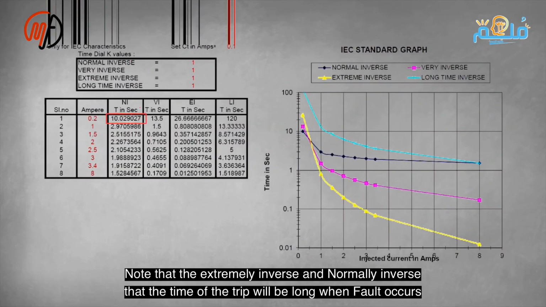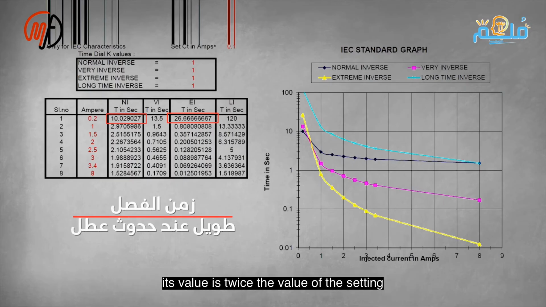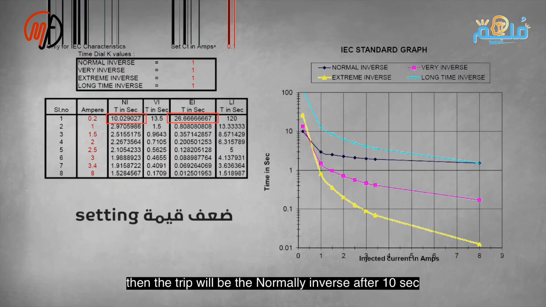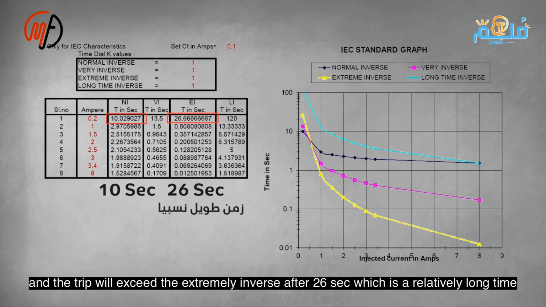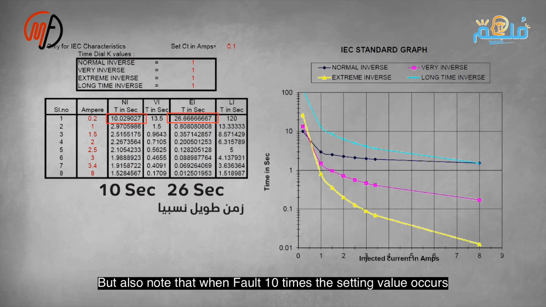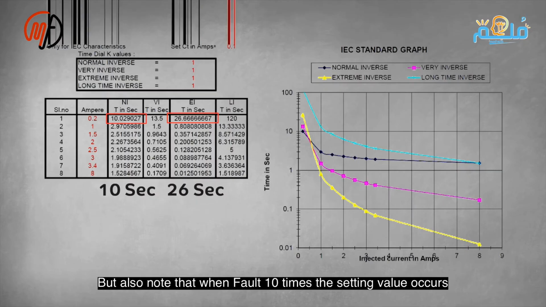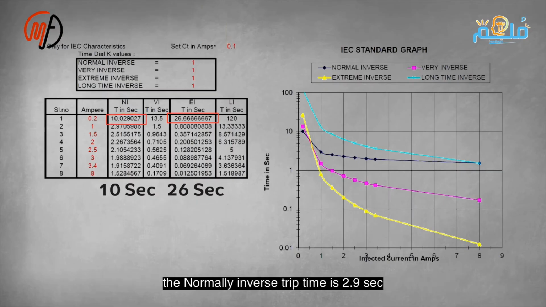Comparing extremely inverse and normal inverse, trip time is longer at double the setting. Normal inverse trips after 10 seconds, extremely inverse after 26 seconds, a long time. At 10 times setting, normal inverse trips in 2.9 seconds, extremely inverse in 0.8 seconds.